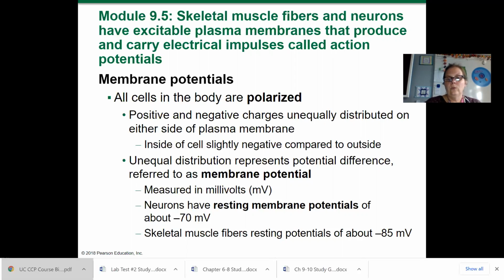The fact that there's unequal distribution, that there's a concentration gradient of the ions, and there's a membrane involved, is referred to as membrane potential. It's measured in millivolts, and the resting membrane potential is -70 millivolts. That is something you should put into your brain, because when we talk about neurons later in this chapter and in the next chapters, that -70 is kind of like a baseline. Skeletal muscle fibers have a resting potential of about -85 millivolts.